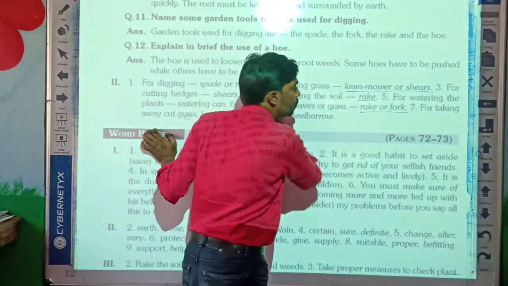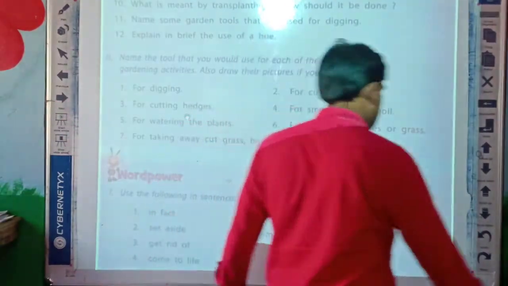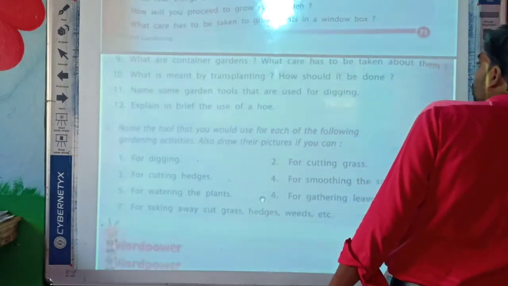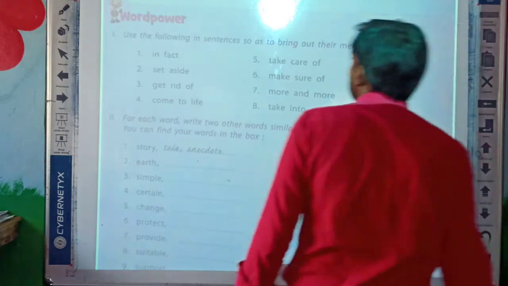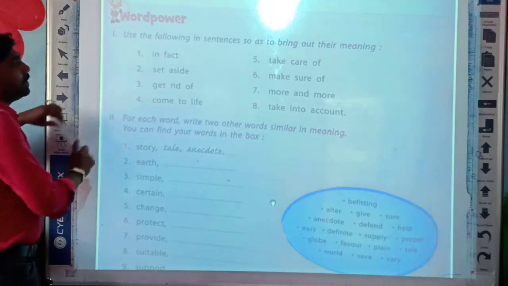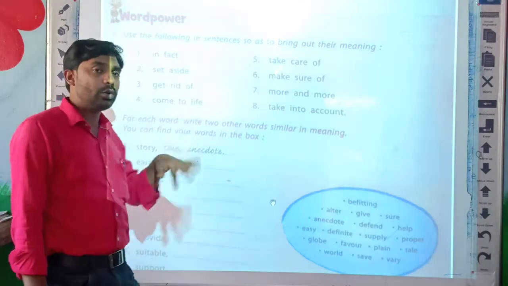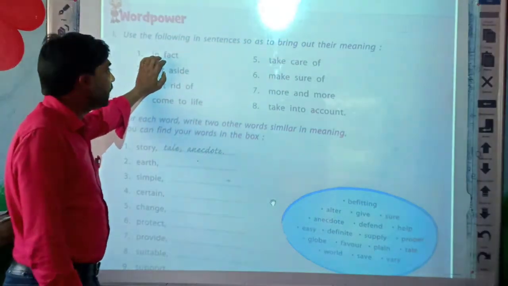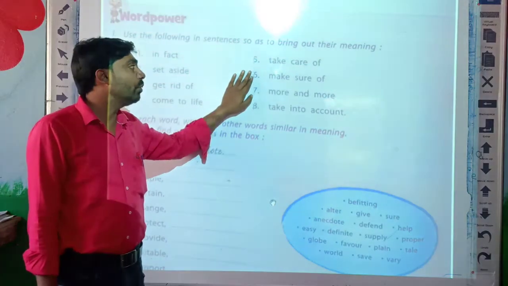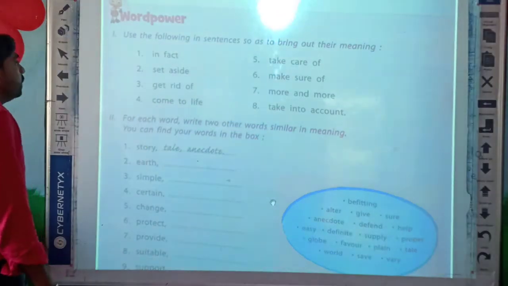Next question we are going to learn now. Now see Word Power. Use the following in sentences so as to bring out their meaning. So we have to use these following phrases in our sentences to bring out their meanings: in fact, set aside, get rid of, come to life, take care of, make sure of, more and more, and take into account.